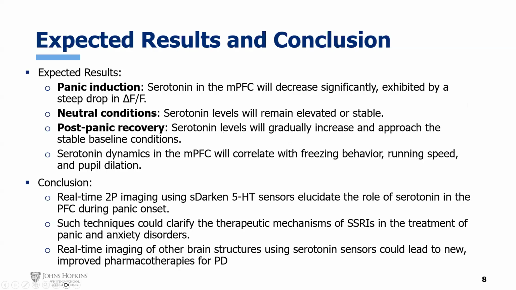And the expected results and conclusion. So the expected results from the hypothesis are that with panic induction, the serotonin in the medial prefrontal cortex will decrease significantly, exhibited by a steep drop in the delta F over F signal. The neutral conditions, serotonin levels remain elevated or stable. In post-panic recovery periods, serotonin levels will gradually increase and approach the stable baseline conditions. And the serotonin dynamics are expected to correlate with the freezing behavior, running speed, and pupil dilation. Those are the fear behavior markers in the mice.